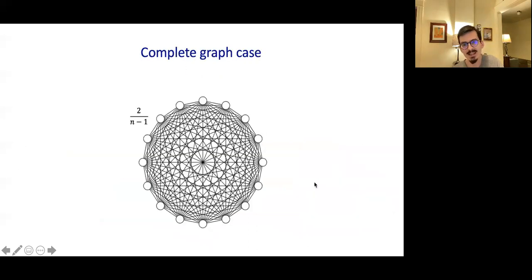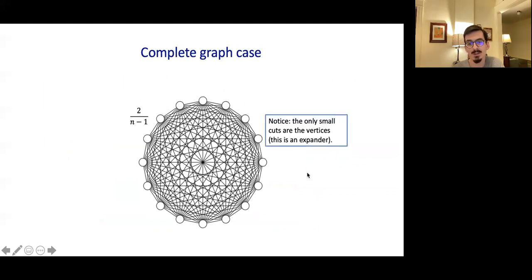I want to jump right in and analyze the case in which the LP solution is a complete graph where every edge is 2 over n minus 1, and the cost function can be arbitrary. And remember, I mentioned the small cuts are important. So all I'm going to use about this solution is that the only cuts in this graph with value close to 2 are the vertices. Every other cut has value basically at least 3.